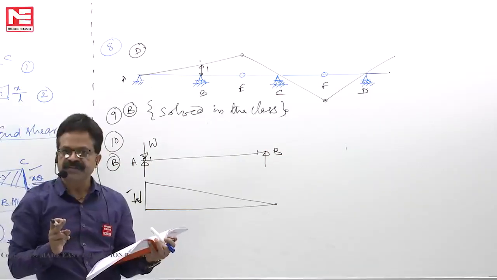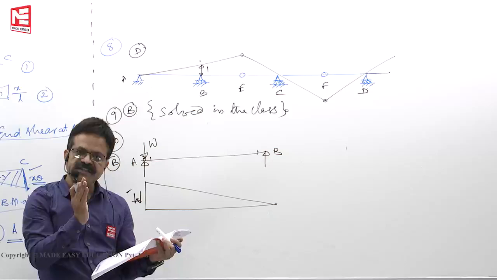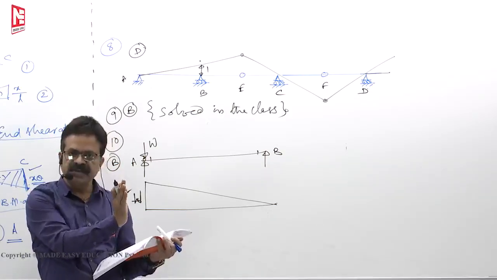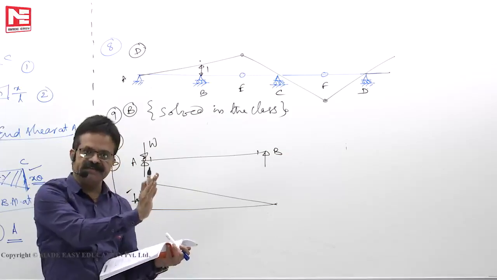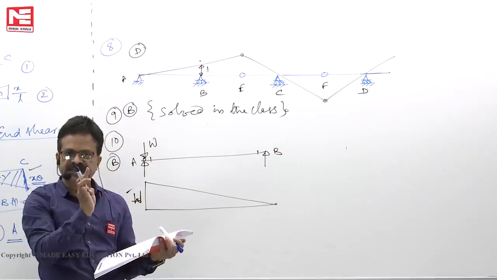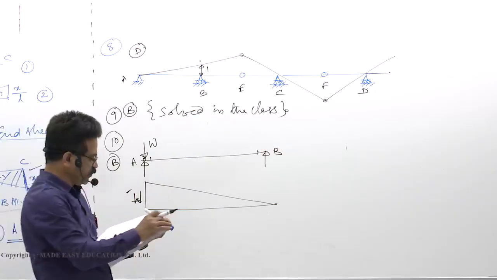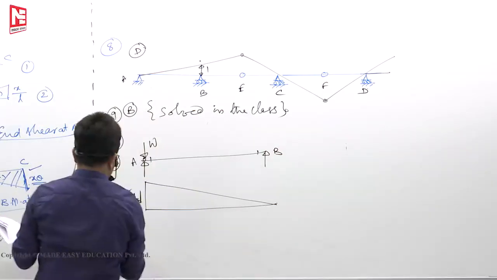In strength of materials, sir might have told you maximum shear develops at the supports, which is also called end shear, because shear developed at the end of the beam. End shear, support reaction, both mean the same. Okay, next, 11th question.